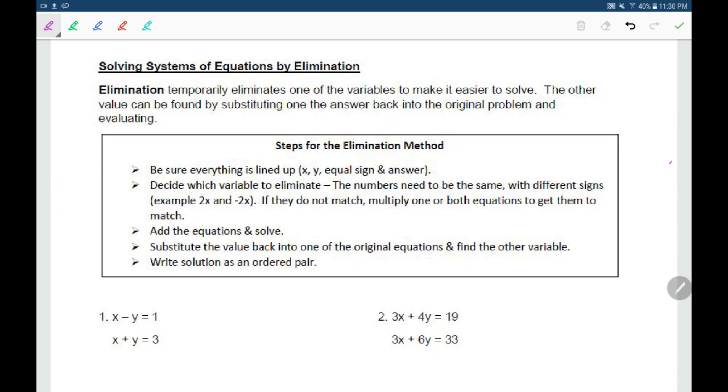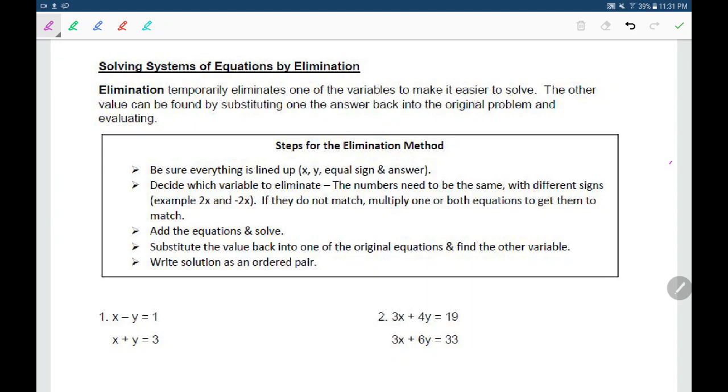So we've looked at graphing before, we have done substitution, and elimination is the last and final method that you can use, at least that we're going to do in Algebra 1. So basically what elimination does is it temporarily eliminates one of the variables to make your equations easier to solve. Sometimes this is called the knockout method, the crossout method.